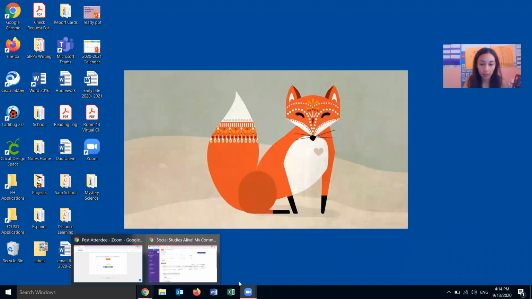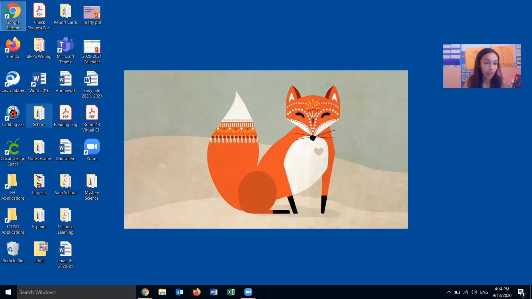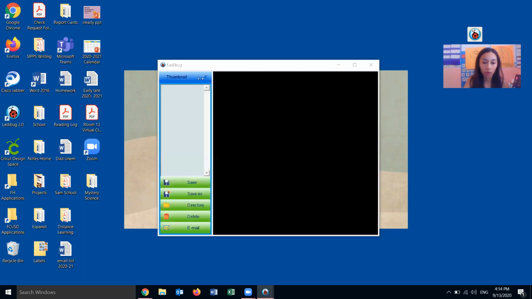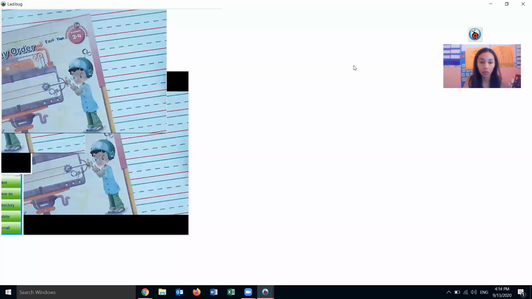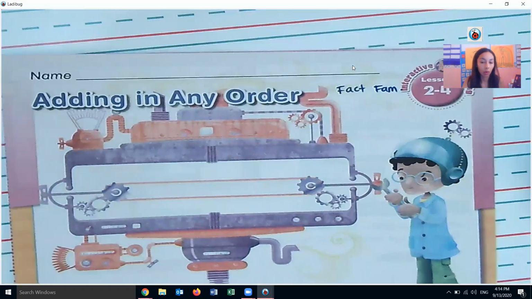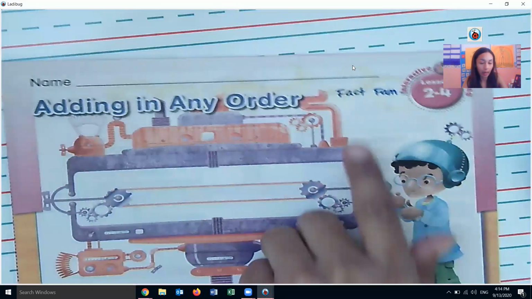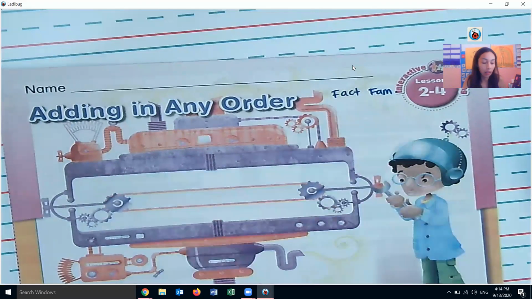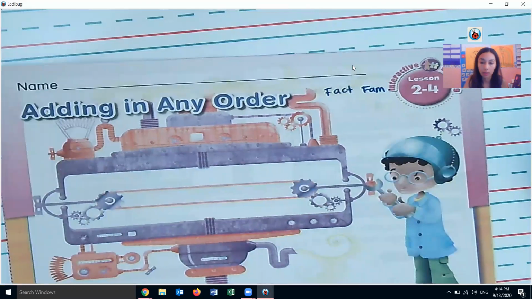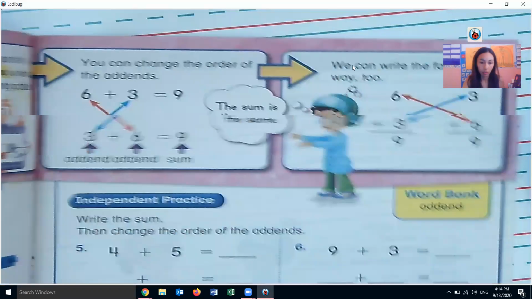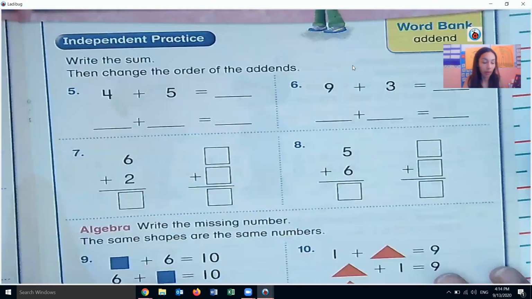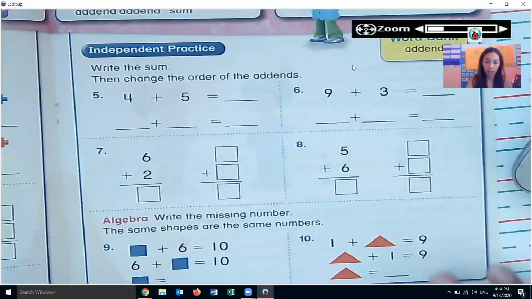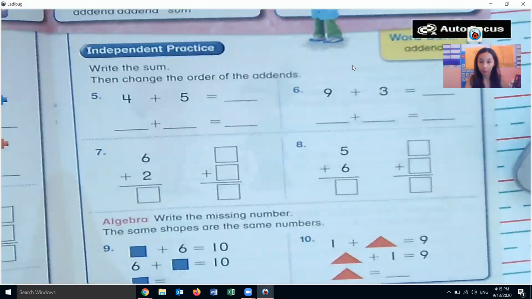So today's math lesson is called adding in any order. We're on 2-4, adding in any order. I wrote myself a little note here that it's kind of like a fact family, but only the addition pieces, not the subtraction. I'm going to go to the independent practice since we've already done the together part.